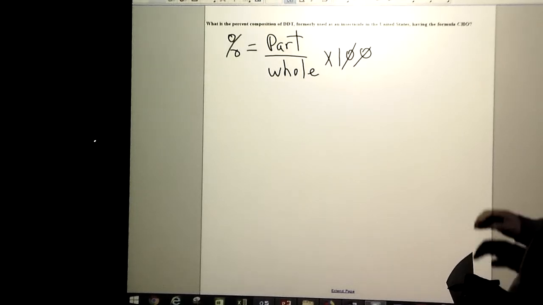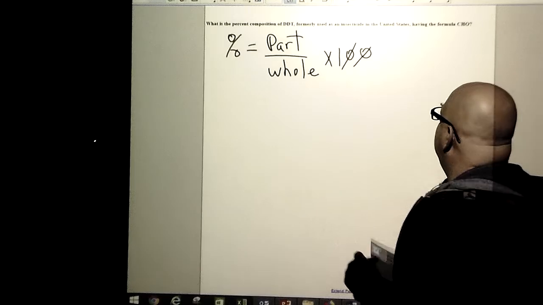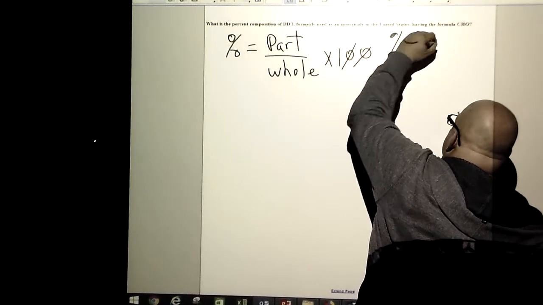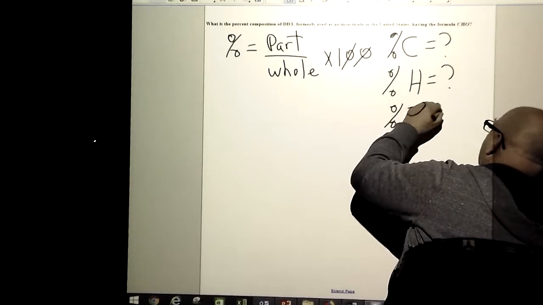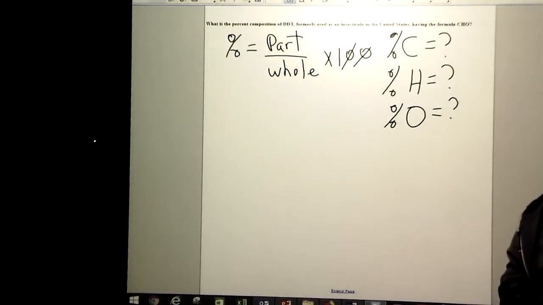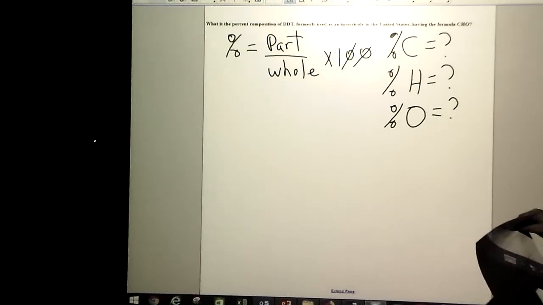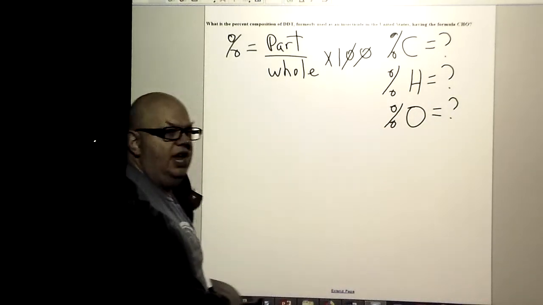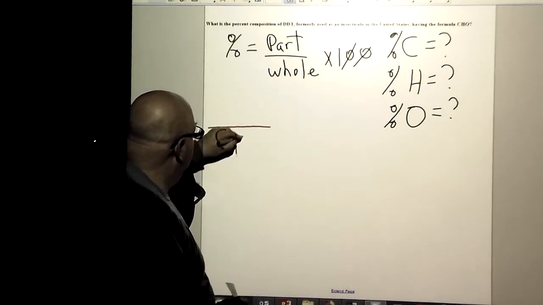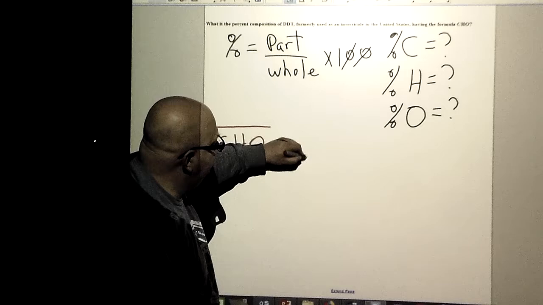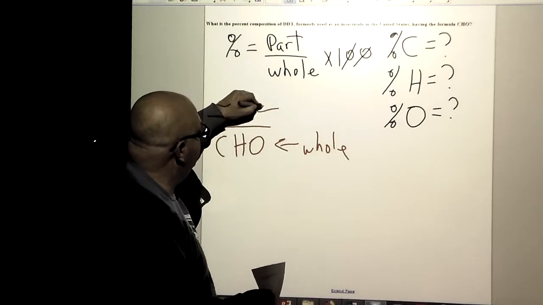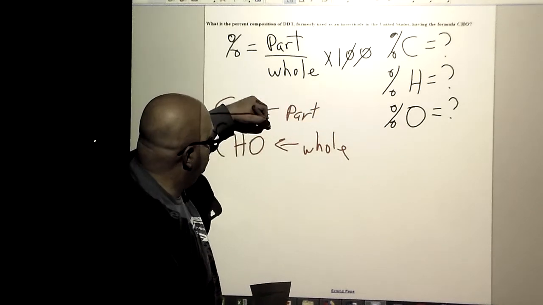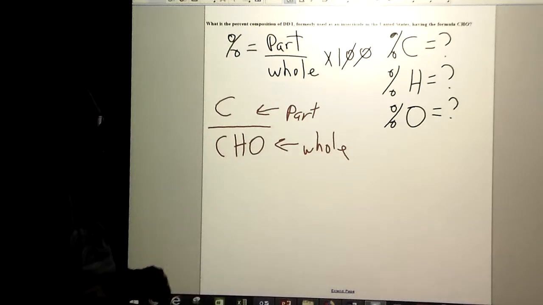Okay. So, looking at that, we have a formula of CHO. So they're asking us, what's the percent of C, what's the percent of H, and what's the percent of O? That's what they mean. That's what they're talking about. Okay? So what's the part and what's the whole? Well, the whole has to be the CHO. Okay? That has to be the whole, folks. To start, let's just look at the carbon. The carbon, in this case, is the part. Okay? That's a very important idea.